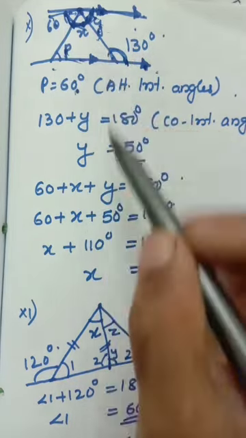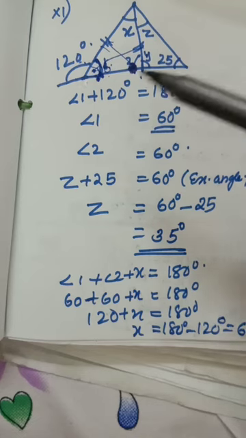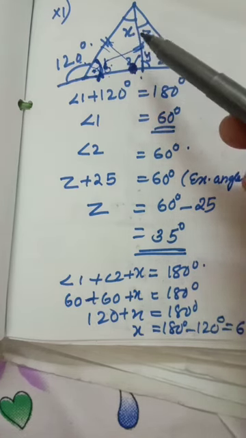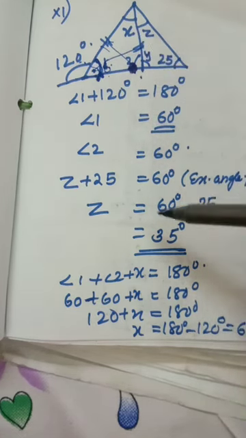Okay. Then this is the exterior angle of this. 25 plus z equal to 60, exterior angle, you will get z equal to 35 degree. Angle 1 plus angle 2 plus x equal to 180 degree. Angle sum property, you will get x value also. You will get 60 degree.